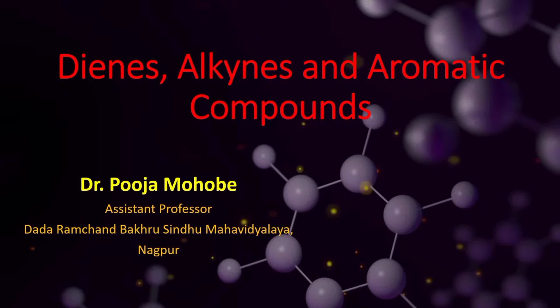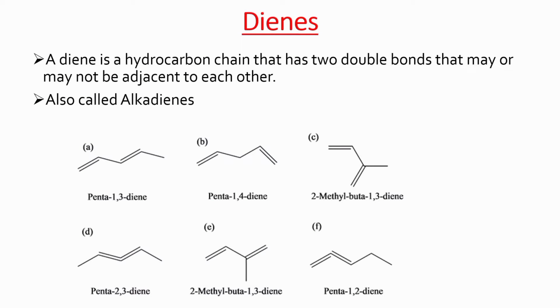Next unit we are going to finish is dienes, alkynes and aromatic compounds. So today what we are going to finish is dienes. Now what is meant by dienes? Dienes are hydrocarbons which have two double bonds. The structure having two double bonds is called a diene.